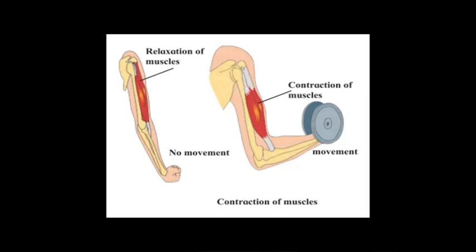The muscles are firmly attached to the bones by means of tendons. So the tendons attach the muscles to our bones. When muscles contract, there is movement at the joint and the bones move near and away from each other. So this movement leads to the contraction and relaxation of the muscles.